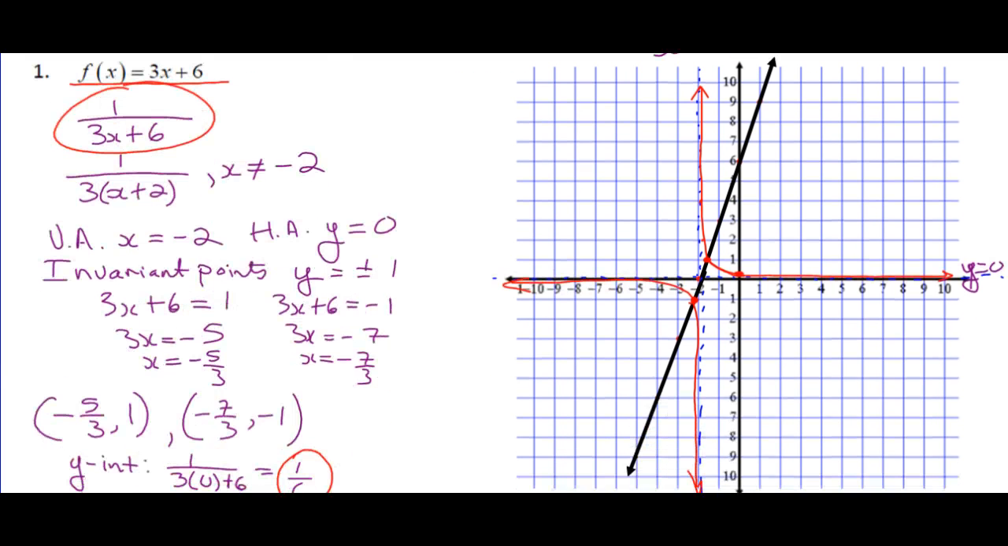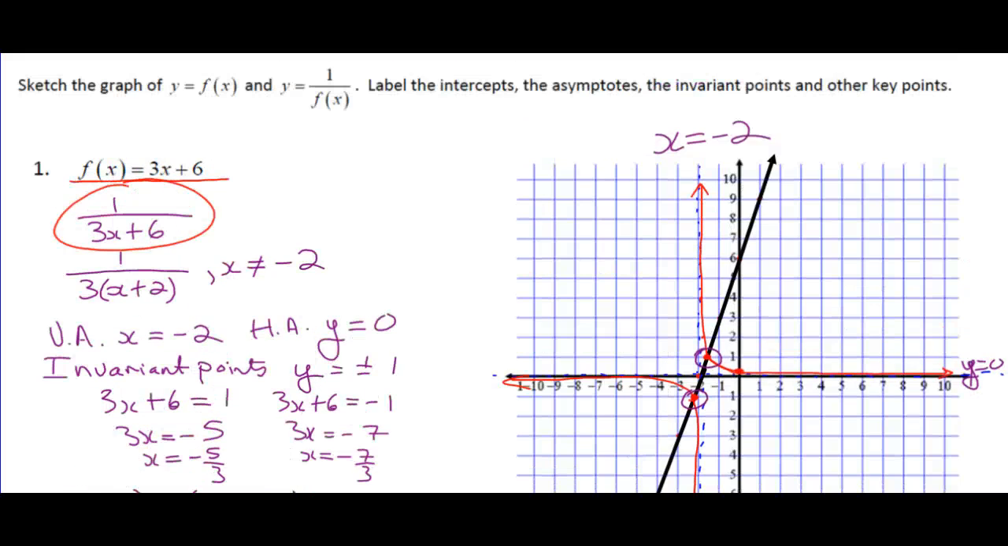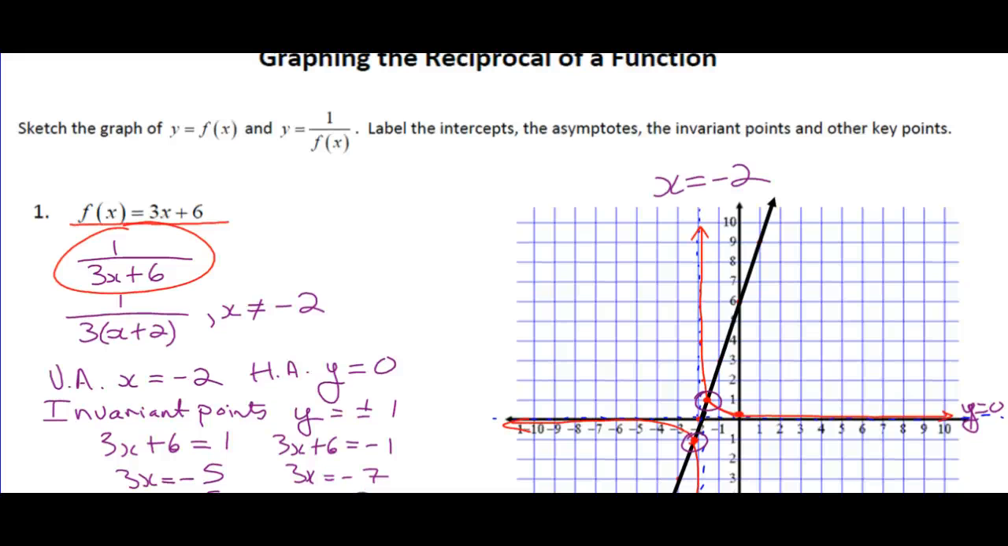We have the coordinates of our invariant points. Okay, we can sort of set them apart. Here are our invariant points where y is 1 or negative 1, and there are their coordinates, and there's the y-intercept at 1/6. There is no x-intercept. So other key points: intercepts, done that. Asymptotes, done that. Invariant points, done that. Other key points would just be, if that's 4, then this is going to be 1/4. If that's 2, this is going to be 1/2. Okay, but we know the shape.